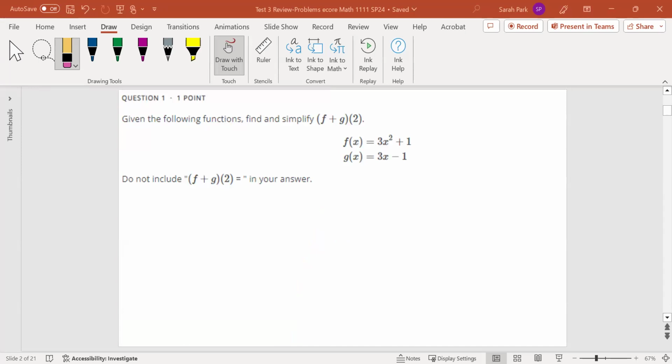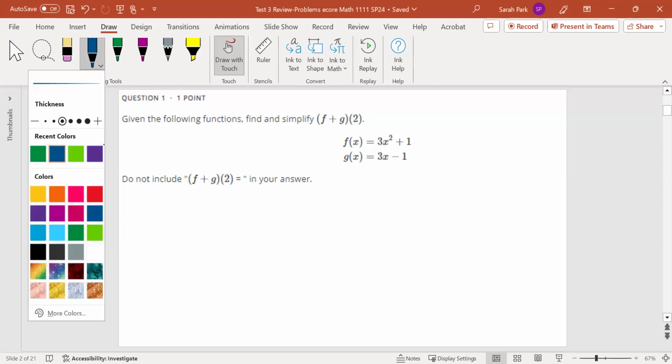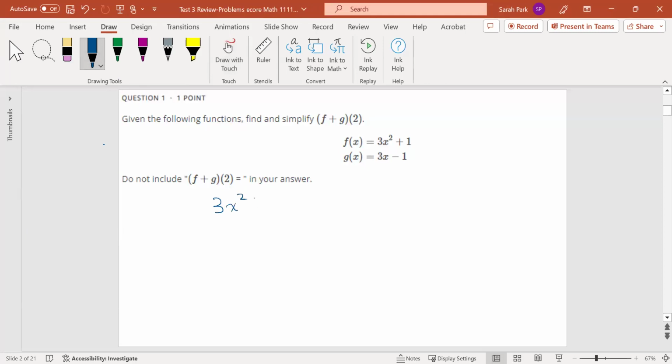For this one, because it tells us to add the two functions, we're going to do that first. And then in the resulting function, we'll substitute 2. So let's add f plus g. f of x is 3x squared plus 1. We're going to add 3x minus 1. We'll add like terms. It's 3x squared plus 3x. The 1 and the minus 1, they're going to cancel each other out.